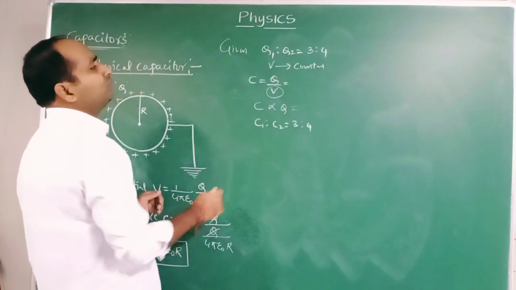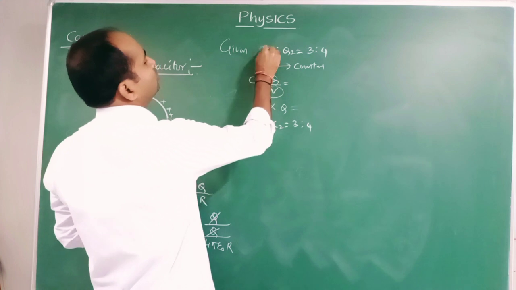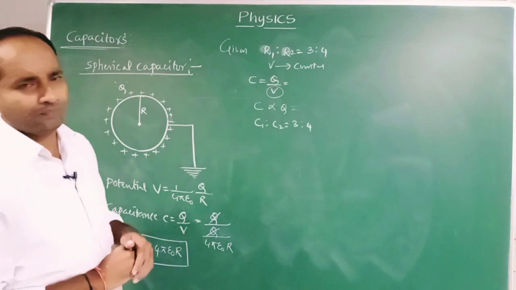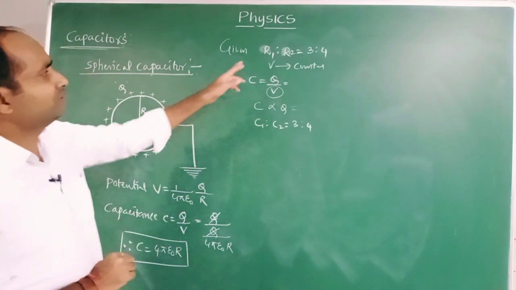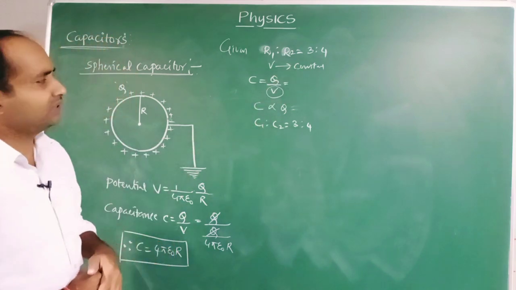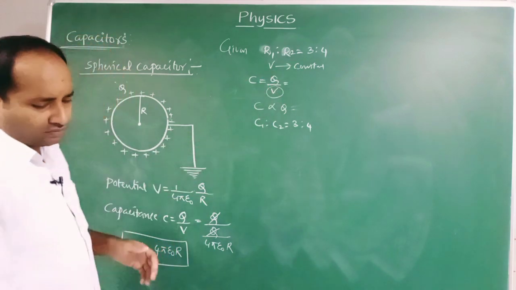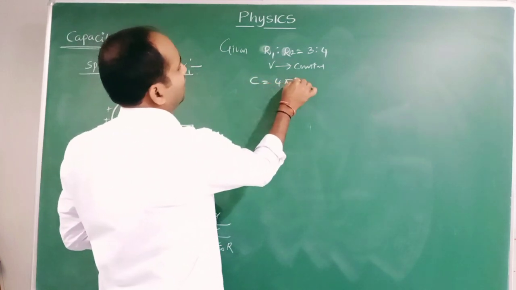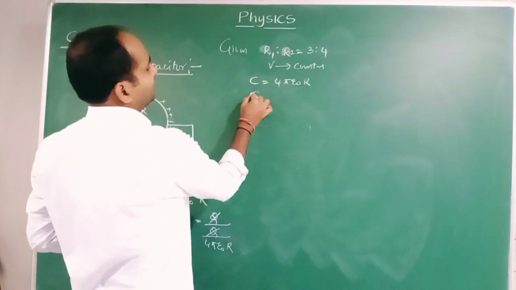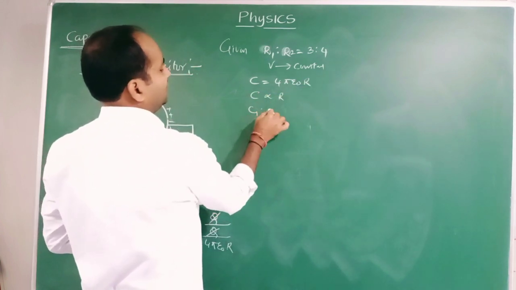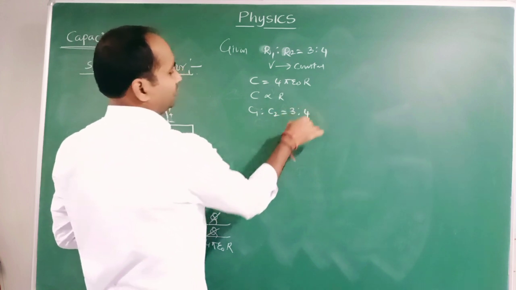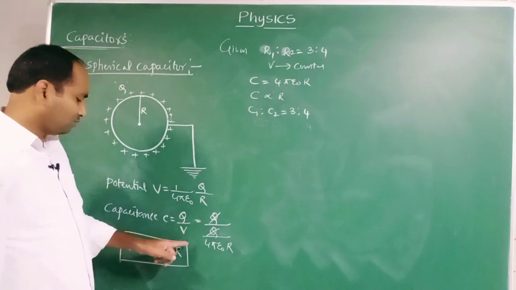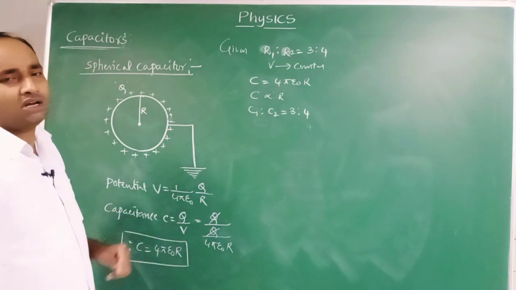Instead of Q1, Q2, if it is given like this: if two spherical conductors have radii in the ratio 3 is to 4, and they are charged to the same potential, what is the ratio of the capacitors? Again we may write C is equal to 4 pi epsilon naught R. Here C is proportional to R, so C1 is to C2 is equal to 3 is to 4. You should remember this formula: the capacitance of a spherical capacitor C is equal to 4 pi epsilon naught R.